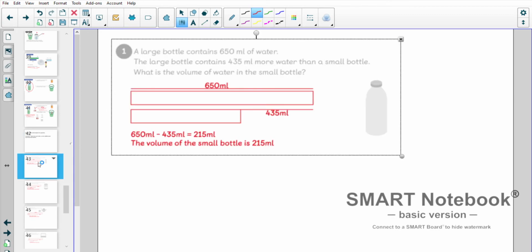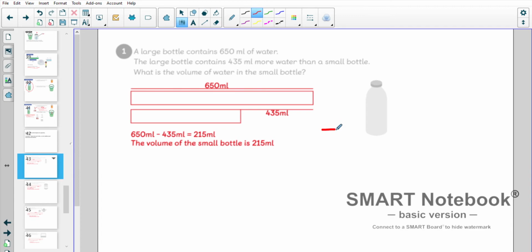Go through the answers. I'll read out the question, work out, add or subtract, and then we've got the answer there. A large bottle contains 650 ml of water. The large bottle contains more than a small bottle. What is the volume of the small bottle? So we know the big bottle, we're trying to work out the small bottle, we need to subtract.